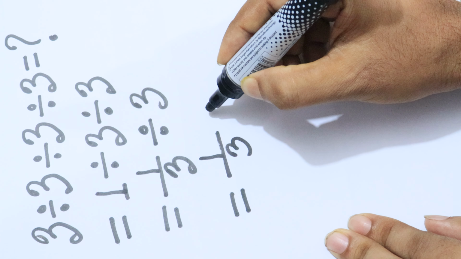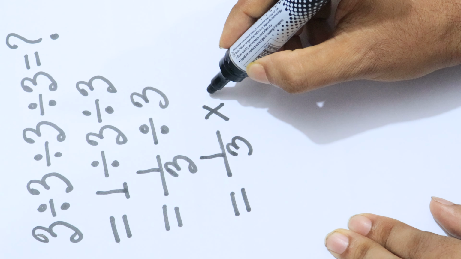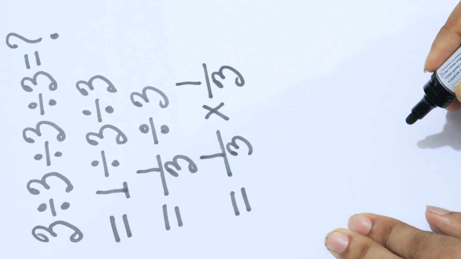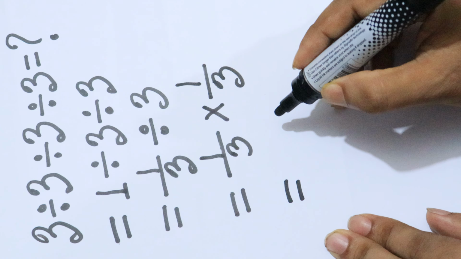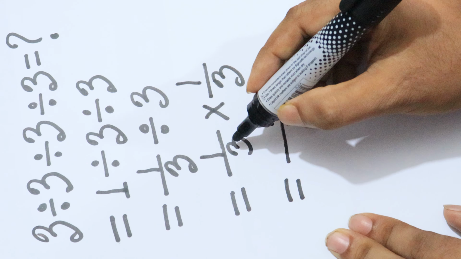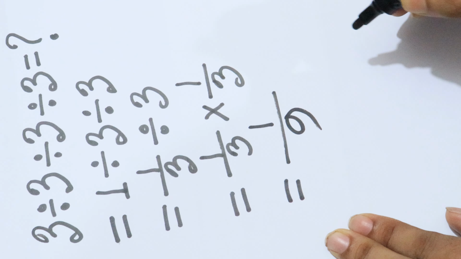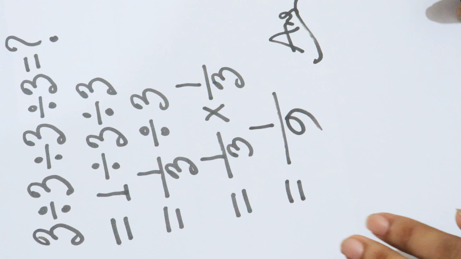Now we put multiply sign, and this time 3 will be multiplicative inverse, that means 1 by 3. One multiply 1, 1, and 3 multiply 3, 3 3s are 9. This is our expected answer. I hope you get it.